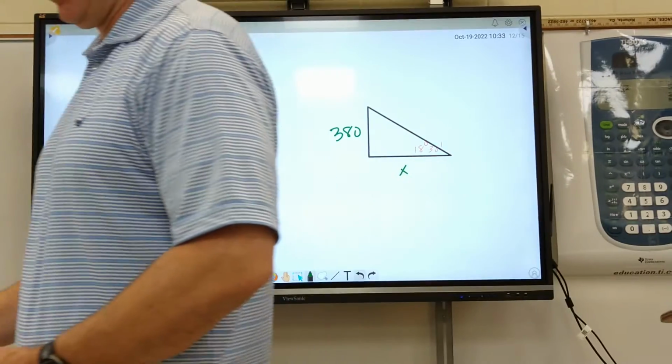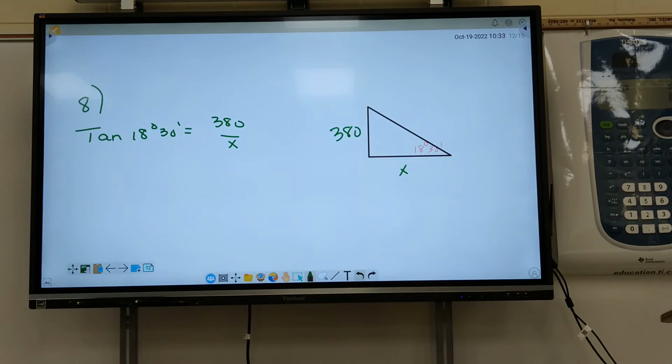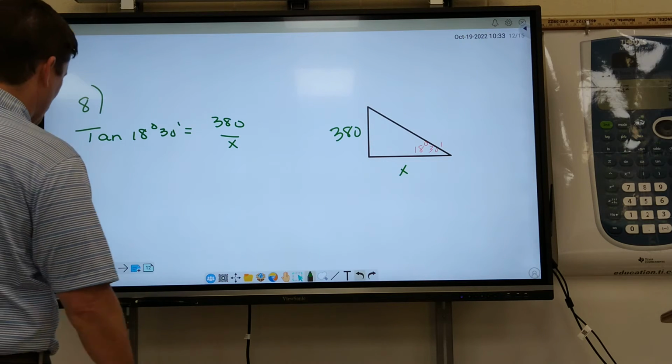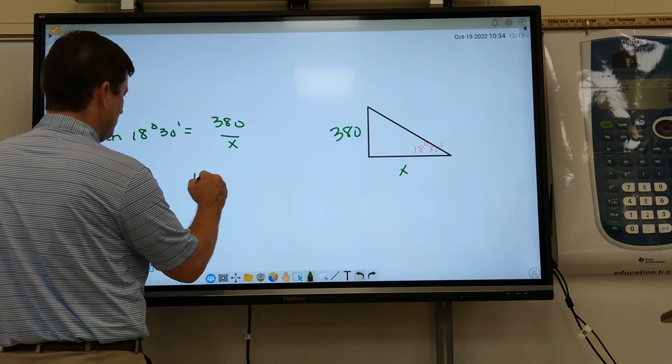Let's type it in. Let's see what we get. 380 over tangent of 18 degrees, 30 minutes. Did you set it up like this? 1,135.7 feet.